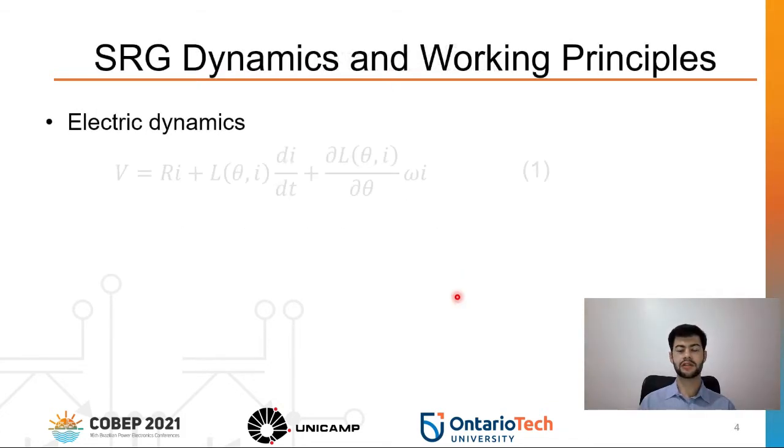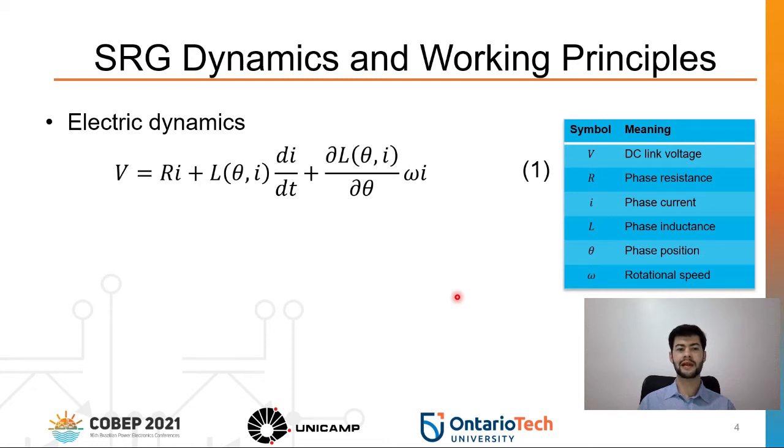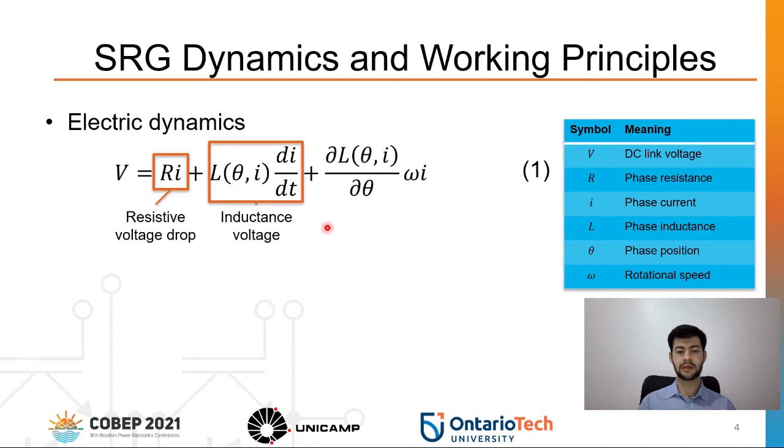Moving forward to the SRG dynamics and working principles, we have the electric dynamics of the SRM. So here in equation 1, we can see three terms. The first term relates to the resistive voltage drop in the resistance of the winding. The second term represents the voltage across the inductance of the machine. And the third term is related to the back EMF, which plays an important role in the SRM because it defines the voltage regulation according to the speed and current. In other words, according to the operation point.